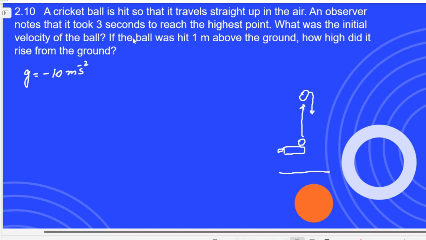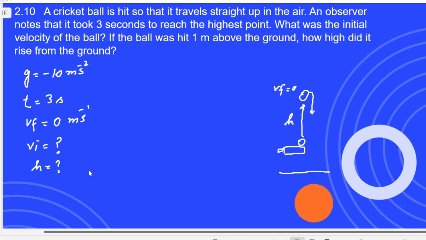The time which it took to reach the maximum height was 3 seconds. And since when it reached its maximum height it stopped, its final velocity was 0. So I write here Vf, the final velocity, is equal to 0 meter per second. And when it was hit, we have to calculate that velocity. That was the initial velocity we have to find. And how high does it move? If I represent this height by h, then we also have to calculate this height.